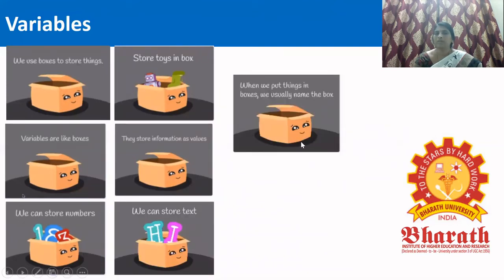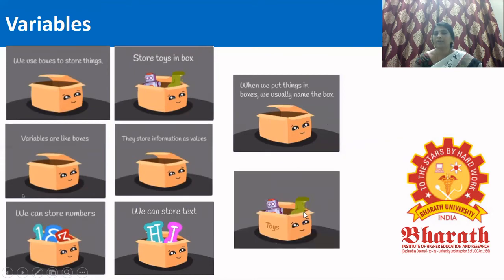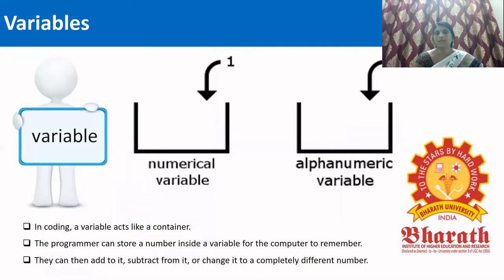So when we put things in the boxes, we need to name the box. Say, for example, when I have toys, I'll just name it as toys. So every variable has to be given a name. So the variable name is going to be toys. So every variable has a name.